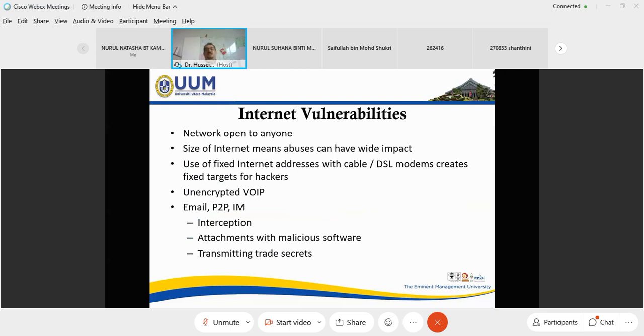Use of fixed internet addresses with cable and DSL modems created fixed targets for hackers. What do I mean? We have a certain domain name, for example, uum.edu.my. What do hackers do? Do you know that the domain name and the URL belong to that university? If they like to do it, inshallah, nothing will happen. But to explain to you, that address is fixed for a long time. What do hackers do? They try from time to time, until they break it.